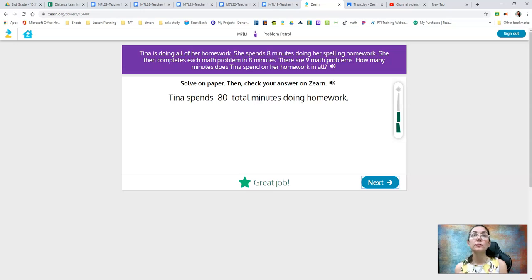So now when you go to do your Zearn lesson, I want you to use these strategies. Stop, think, draw, write. Have a good reason that you're doing each of these steps.